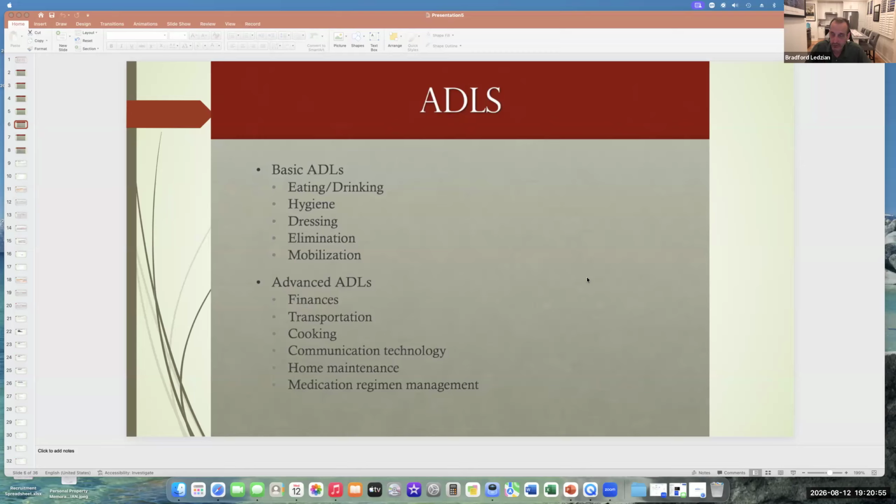Some people reach that faster than others. Whatever you put into surgery is what you get out of surgery. So if you're bedbound beforehand, you're not going to be doing this too quick afterwards. If you're robust and active beforehand, you'll be robust and active much more quickly afterwards. Your advanced ADLs are things like finances, transportation, cooking, home maintenance, and medication management, which is probably the most important. That is really what's going to determine whether or not you need visiting nursing.